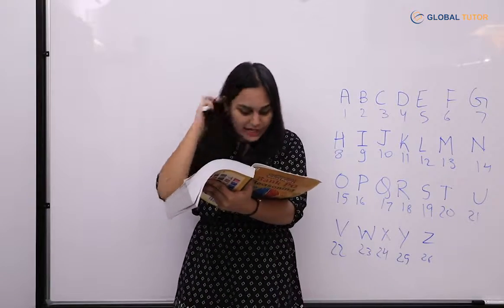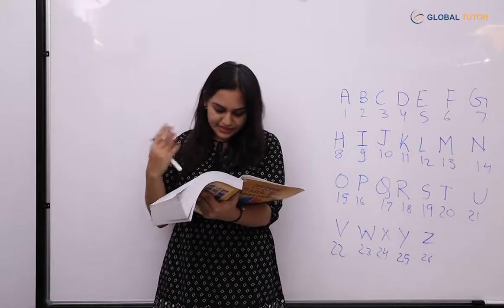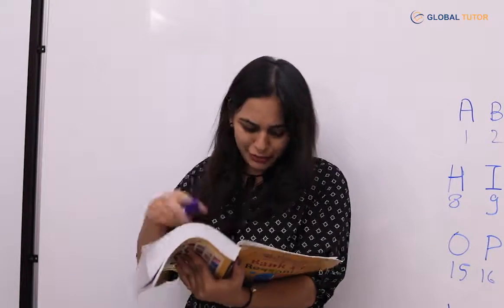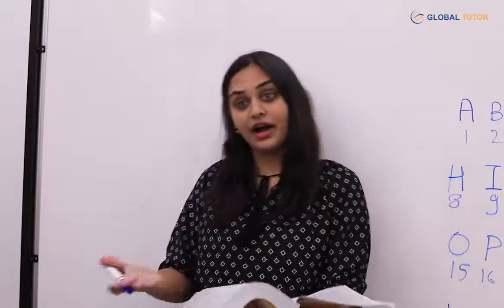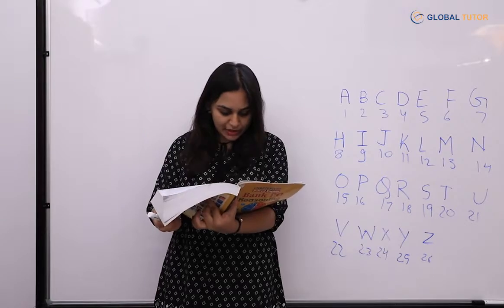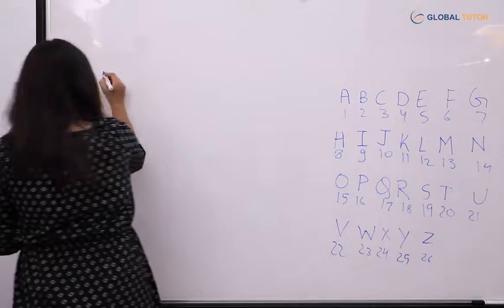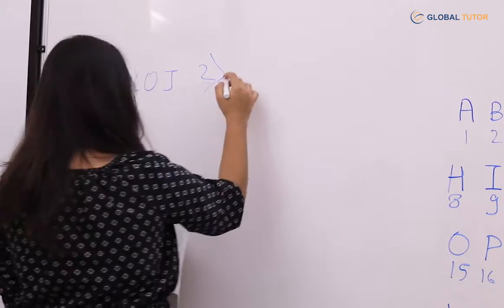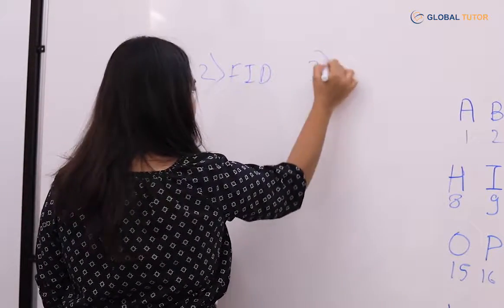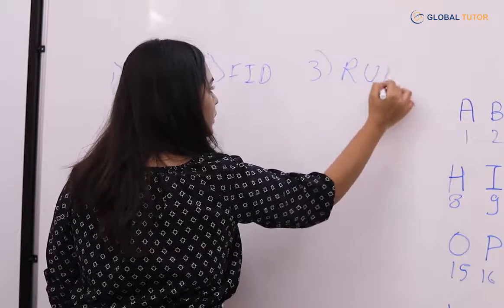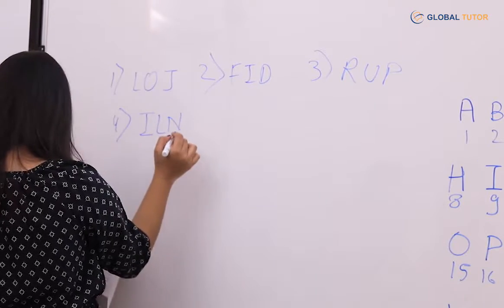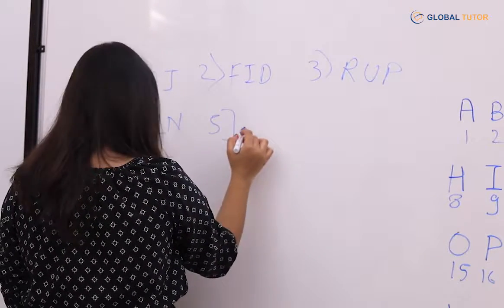The question here is, 4 of the following 5 are alike in a certain way and so form a group. Which is the one that does not belong to the group? Most of the questions that we're going to be discussing, and the questions that are asked in the exams, are about finding the odd one out. The options I'll just write down on the board. First is LOJ, FID, RUP, ILN, CFA.